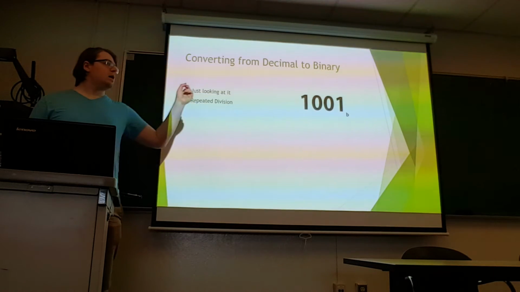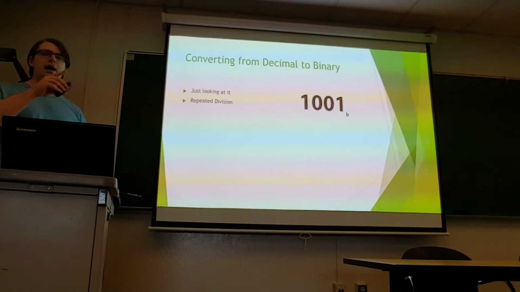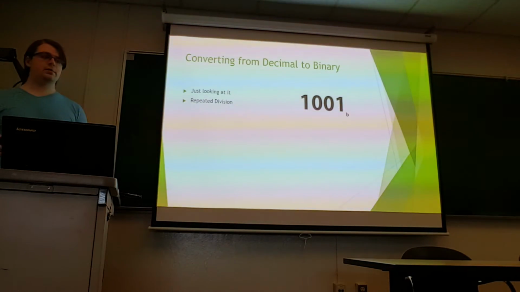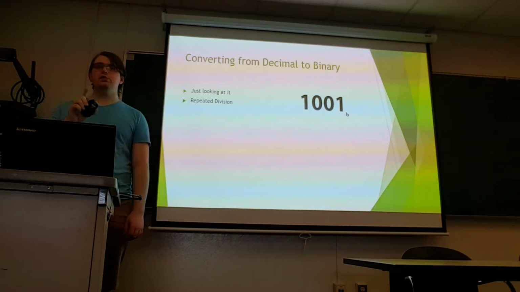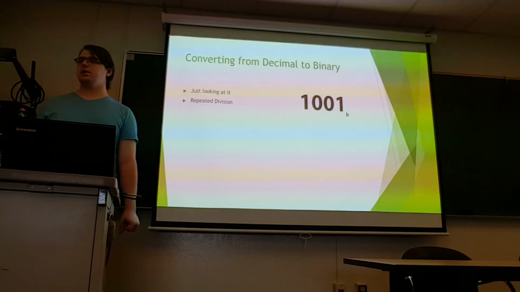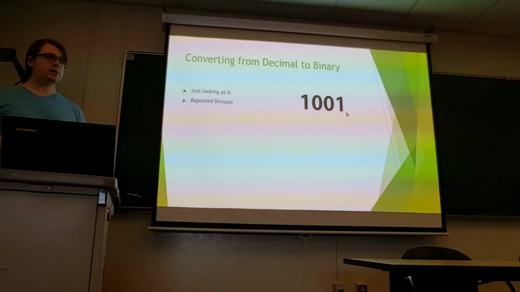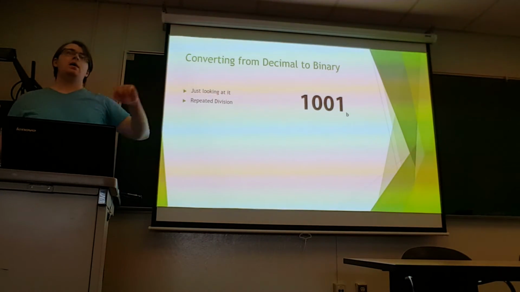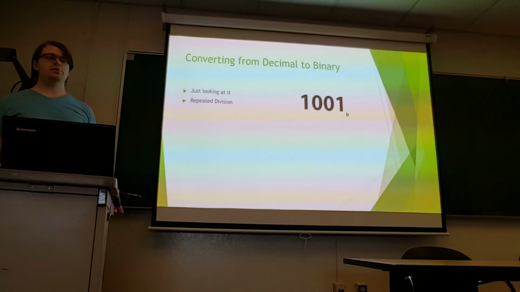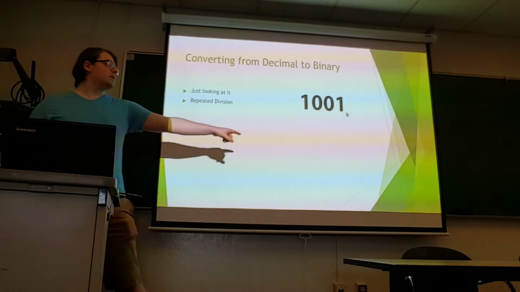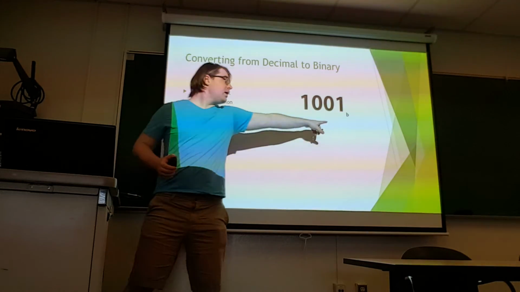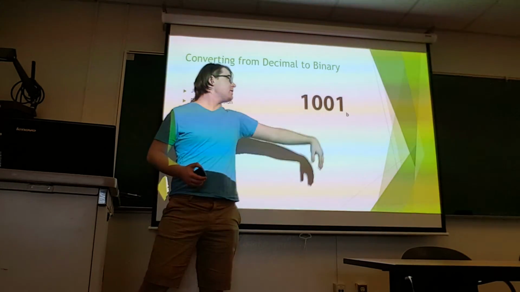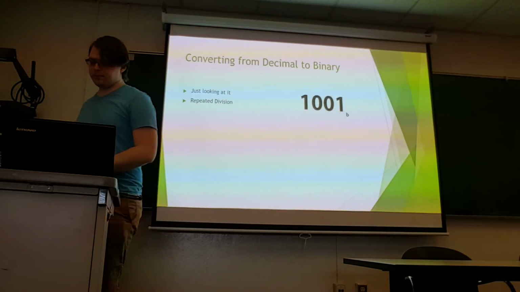For instance, if we look at a 9 in decimal, 9 looks like 8 plus 1, which is 2 to the 3rd plus 2 to the 0th. So we know that there's a 1 in the 4th place, or the 3rd place if you're starting at 0. And there's also a 1 in the 0th place, or the 1st place if you're starting at 1. So we know that there's a 1 in the 4th place and the 1st place, and we fill in the rest with zeros. And that's how we get a binary number.